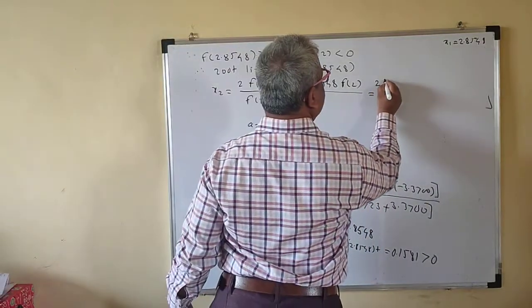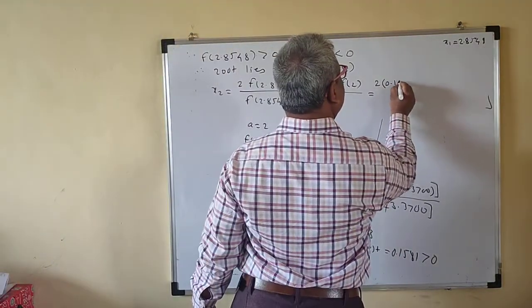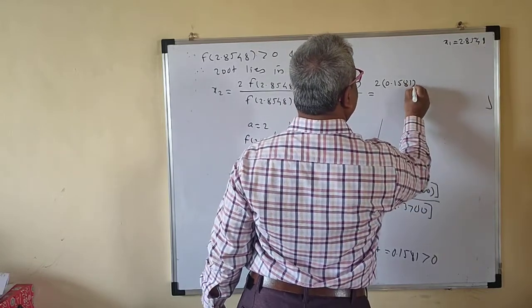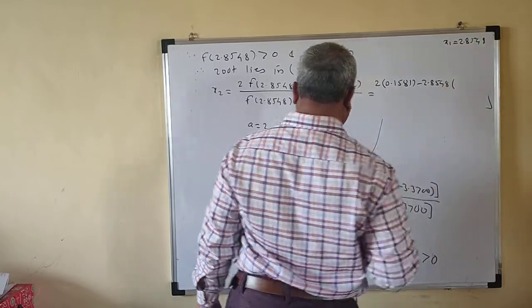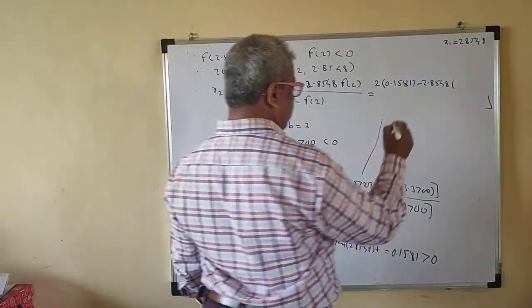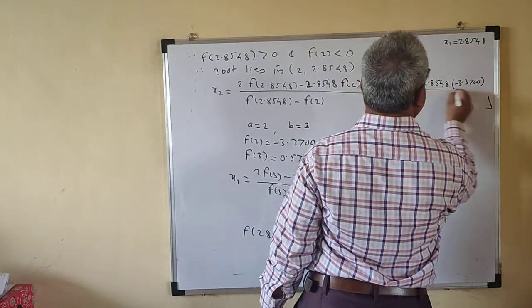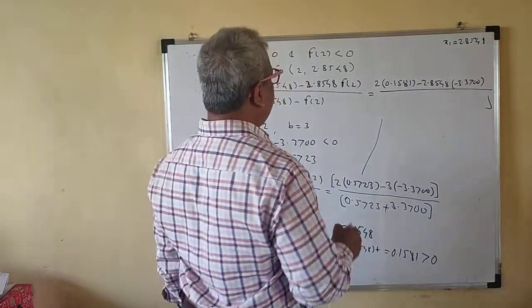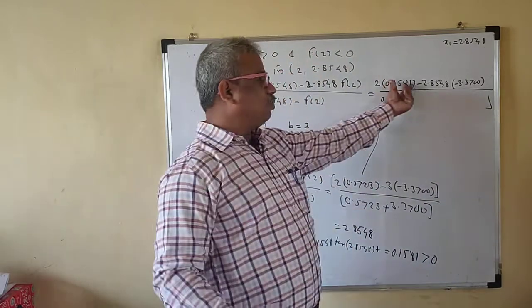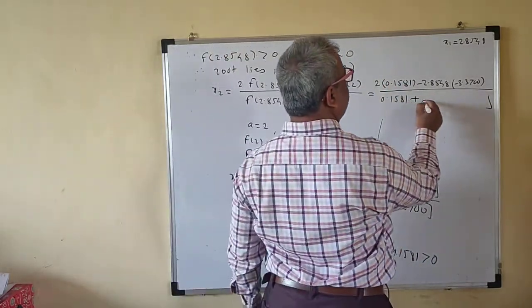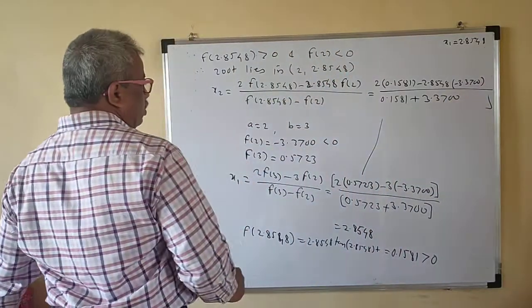2 into, just write the value, 2.8548, this is what? 0.1581 minus 2.8548 into f of 2. What is f of 2? It is a negative value. So minus 3.3700 upon this value, which is 0.1581. Just bracket, just write the value of this one. Minus minus becomes plus now, 3.3700.